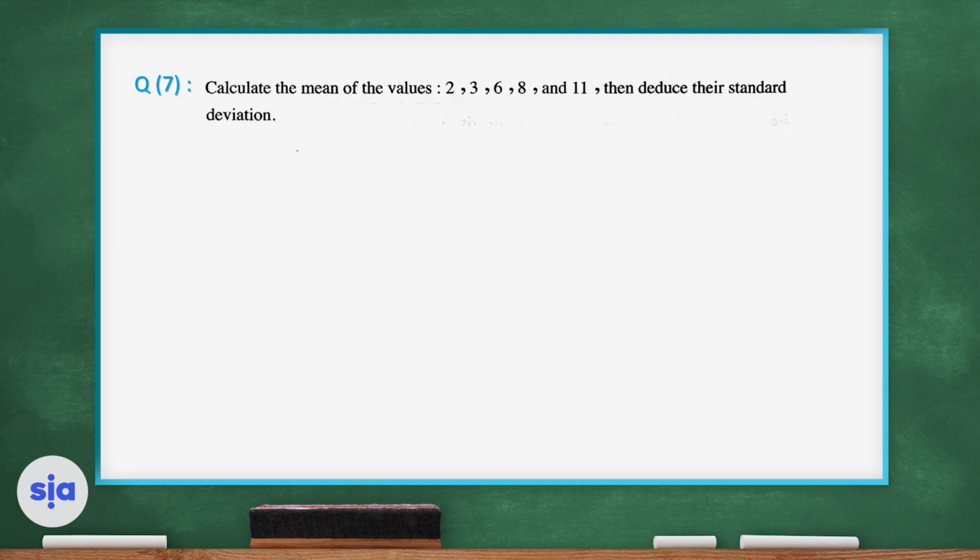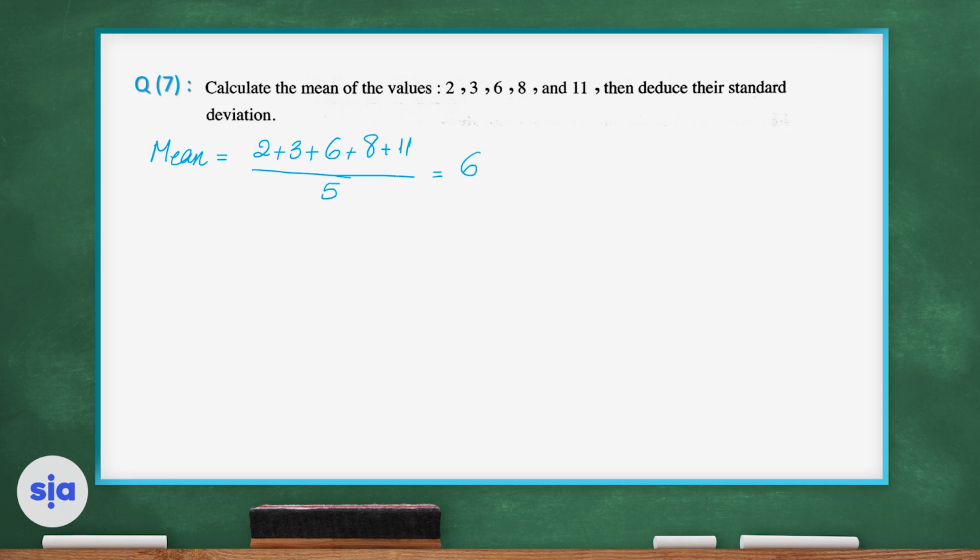Question number 7. Calculate the mean of the values 2, 3, 6, 8, and 11, and then deduce their standard deviation. First of all, let's find the mean. So the mean equals the sum of them all together over how many they are. There are 5 numbers, right? So the mean equals 6.